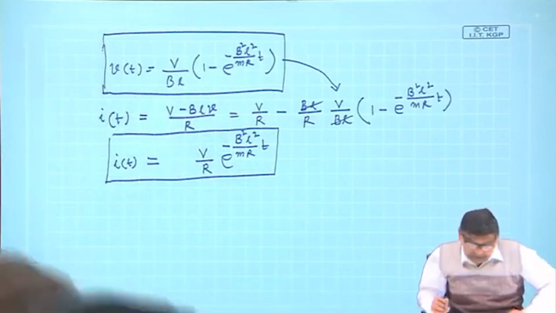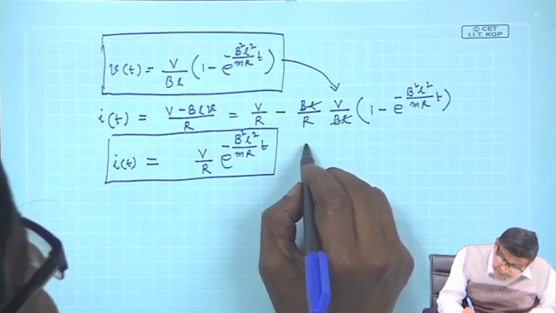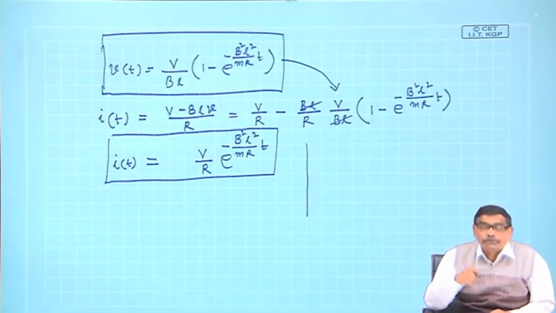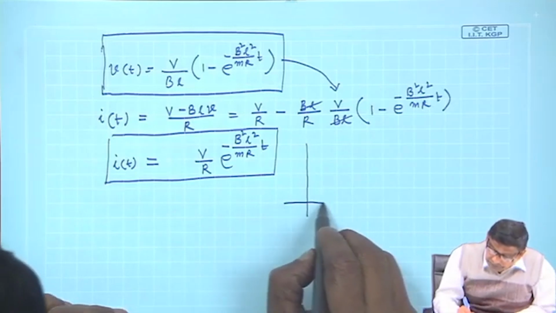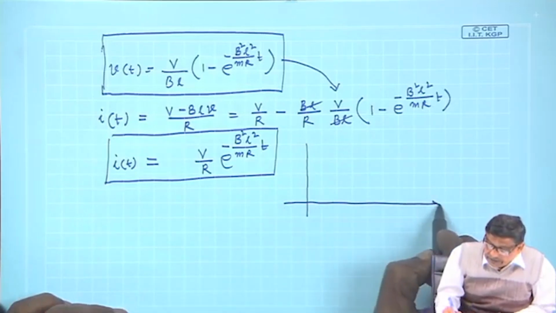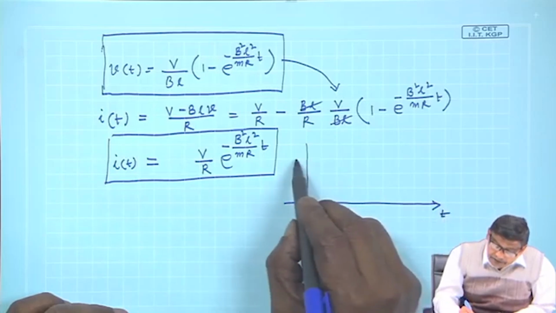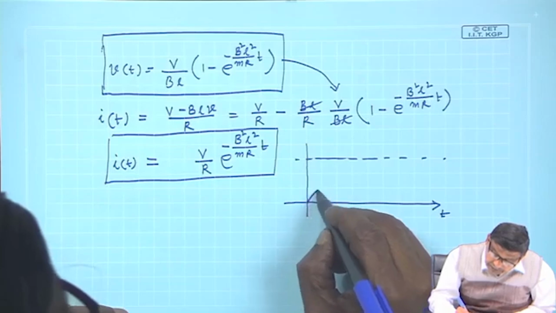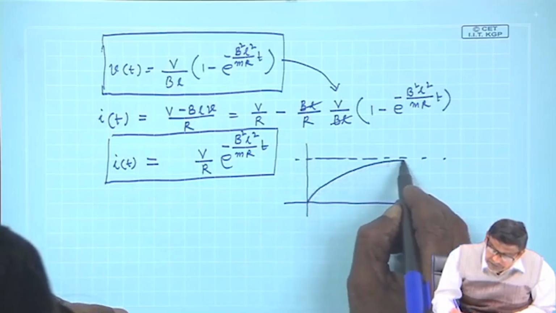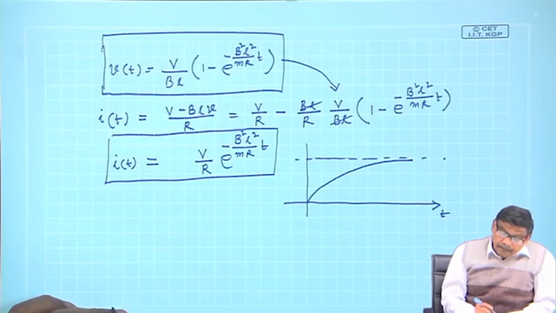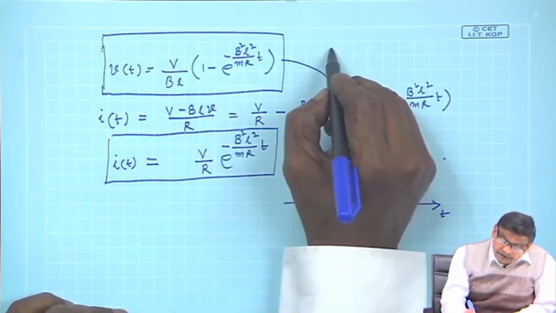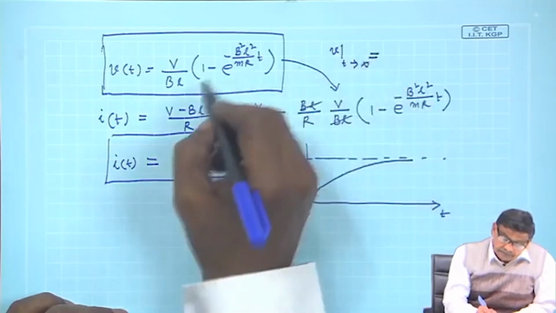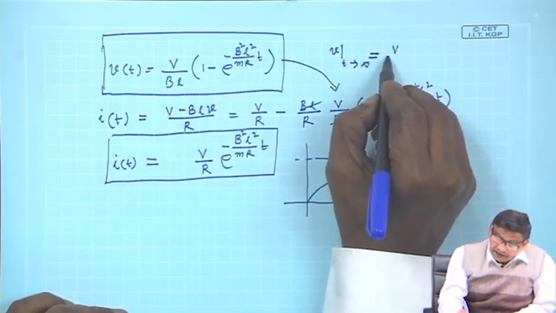And if you sketch it against time, mind you, what is t equal to 0? t equal to 0 is when the switch was closed. So, if you sketch it against time, you will find that velocity will increase exponentially. At t equal to infinity, as t approaches infinity, velocity will become capital V by B L.